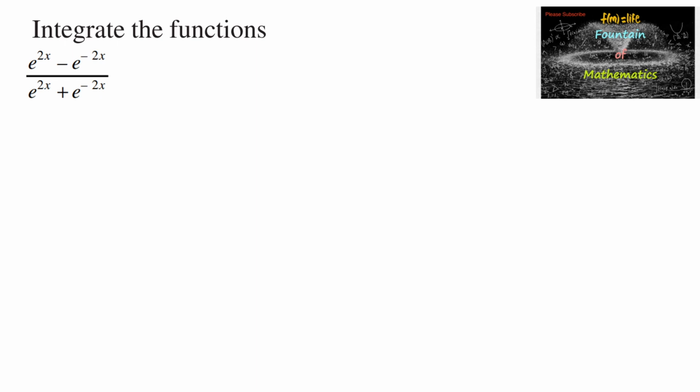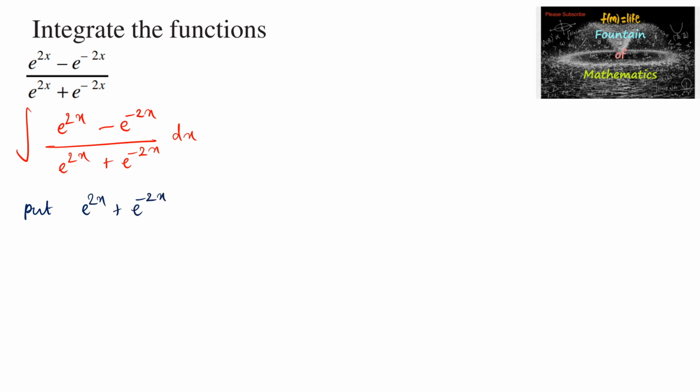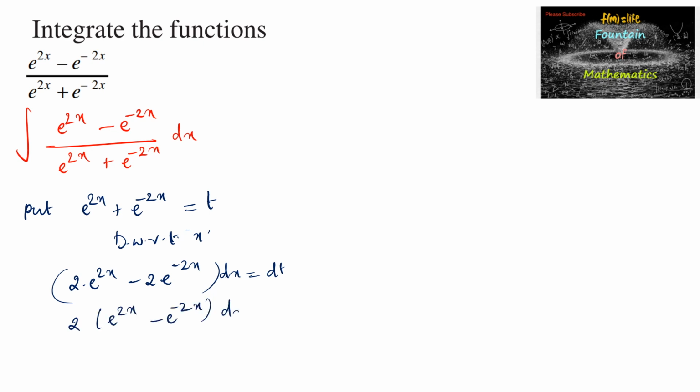Integrate the function (e^(2x) - e^(-2x)) upon (e^(2x) + e^(-2x)). So we can write the integral of (e^(2x) - e^(-2x)) upon (e^(2x) + e^(-2x)) dx. Here, if we substitute e^(2x) + e^(-2x) = t, and differentiate, e^(2x) differentiation is 2 e^(2x), and e^(-2x) differentiation is -2 e^(-2x), so the whole thing dx is dt. Or we can also write 2 times (e^(2x) - e^(-2x)) dx is dt, or (e^(2x) - e^(-2x)) dx is 1/2 dt.